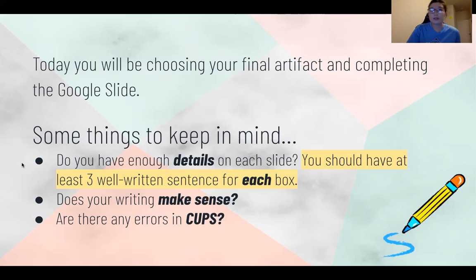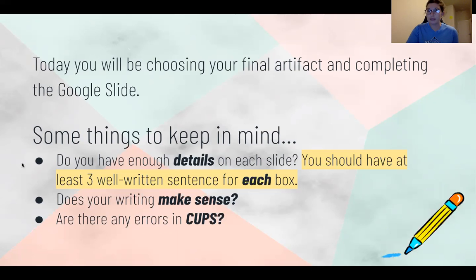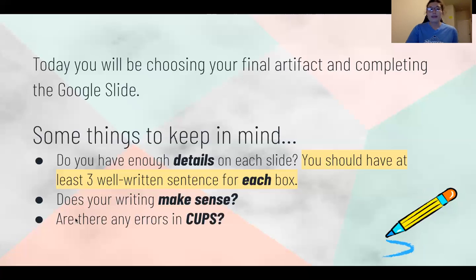So as you're looking through your slides, if you notice you don't have enough details on each slide and you don't have 3 well-written sentences in each box, you'll need to add some detail and some sentences to those boxes. You'll also be rereading to see if your writing makes sense. And if it doesn't make sense to you, you'll have to make some changes. And lastly, are there any errors in CUPS?